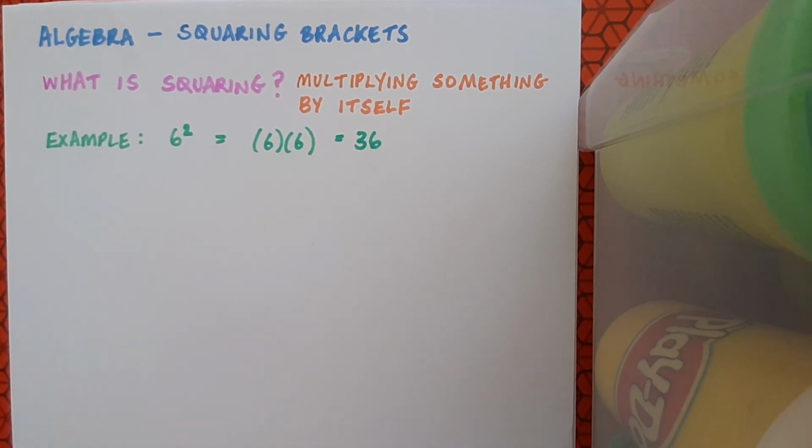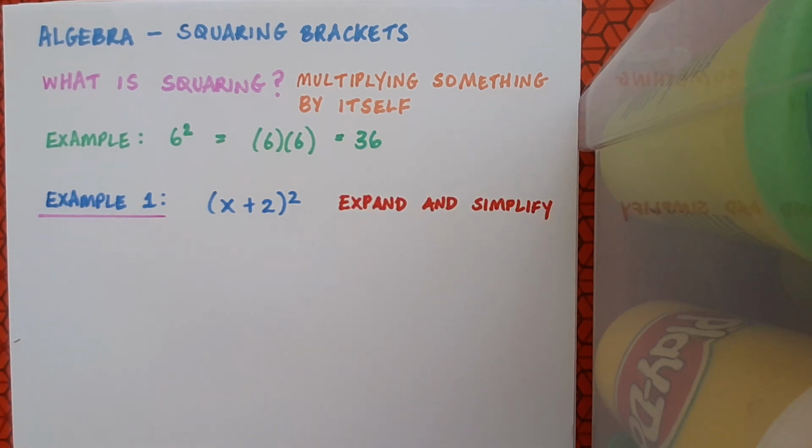We're going to be taking this same concept of squaring as multiplying something by itself and applying it now to brackets. So my first example is x plus 2 squared, and my instruction is to expand and simplify. And the instruction will be the same for all of the following examples. Okay, so first of all, what do we mean by x plus 2 squared? Well, like we just saw, squaring means multiplying something by itself. So if I'm squaring this bracket, I'm multiplying this bracket, x plus 2, by itself. So I can write it as x plus 2 multiplied by the exact same bracket, x plus 2.